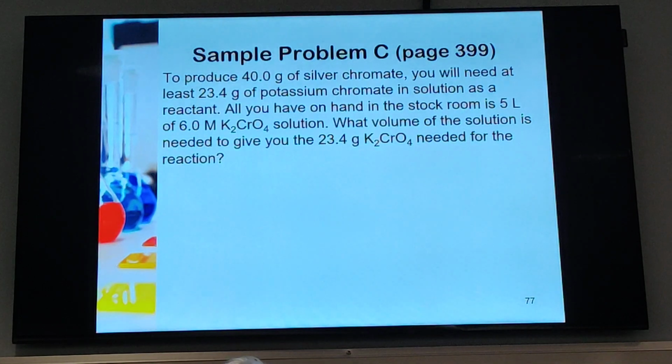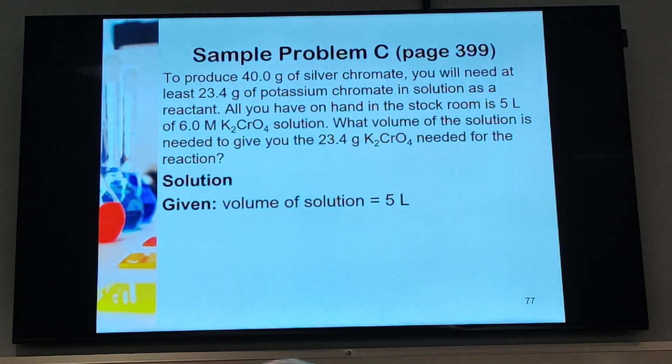Now, from what the problem lists, is there an extra piece of information in this problem? Do I need the 40 grams? No, I'm just saying, it's saying I need the 23.4 grams to make 40 grams, okay? So I don't need the 40. That's an extra piece of information in the problem, okay?